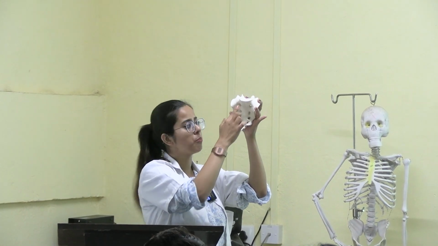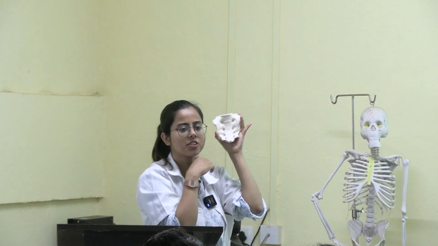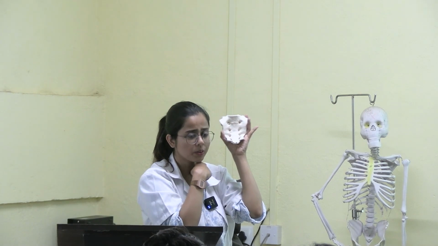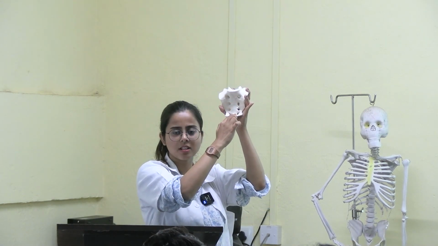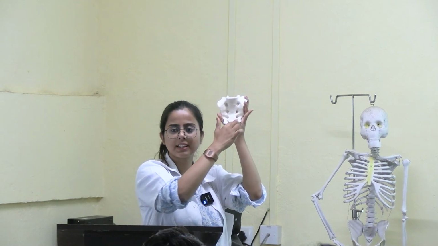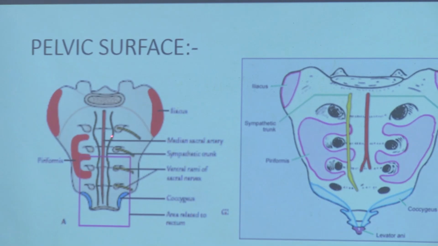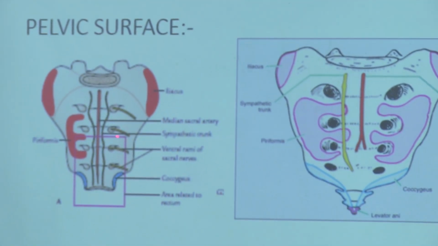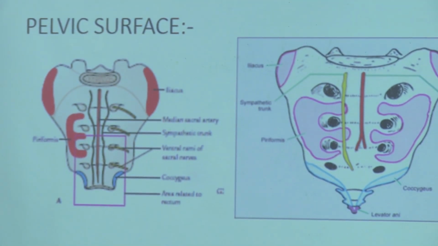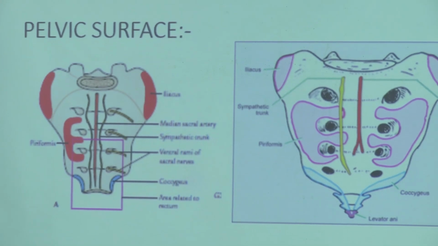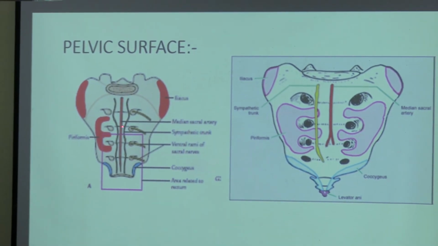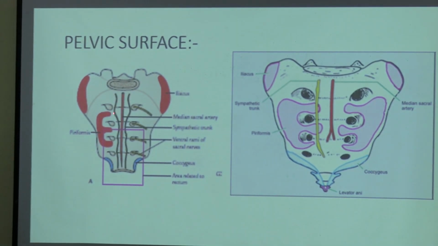On both sides we have the sympathetic trunk. Medially we have the median sacral vessels, and on both sides the sympathetic trunk. See, this is the median sacral vessel. On both sides we have the sympathetic trunk, and these are coming through the ventral sacral foramina, the ventral rami of sacral nerves. Lateral to the median sacral vessel will be the sympathetic trunk, and these are the ventral rami of the sacral nerves.